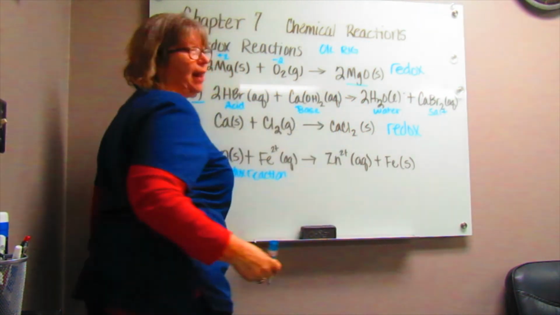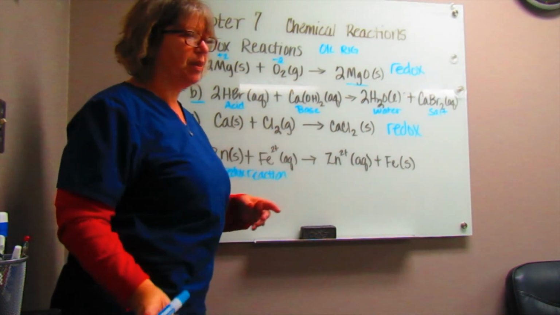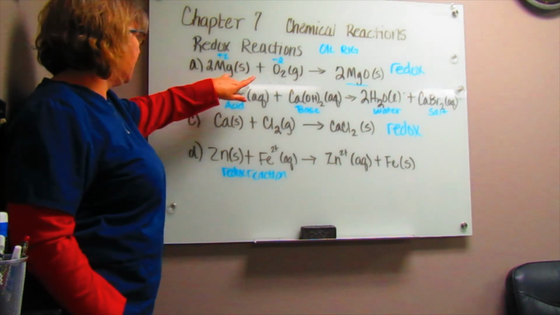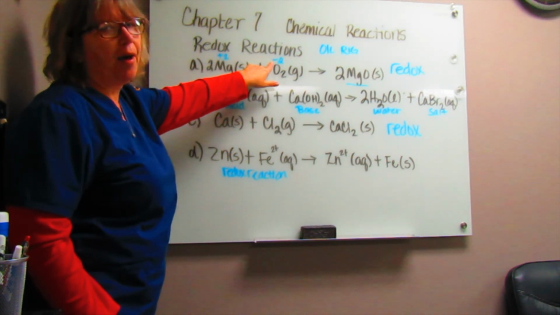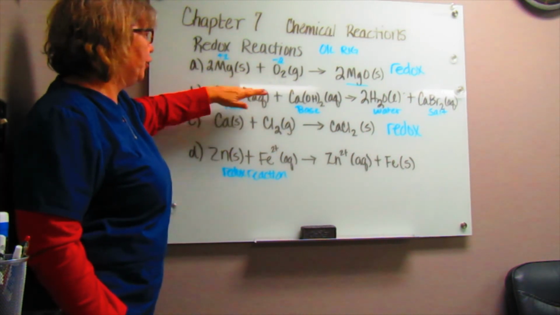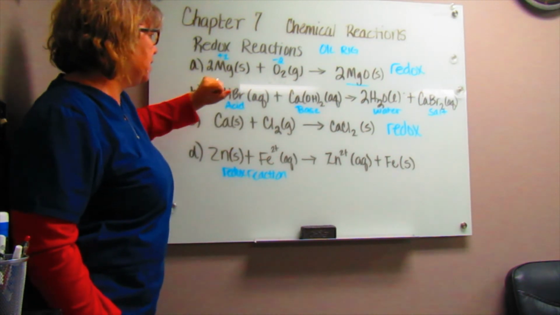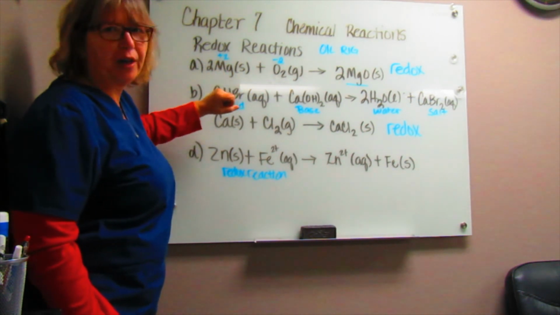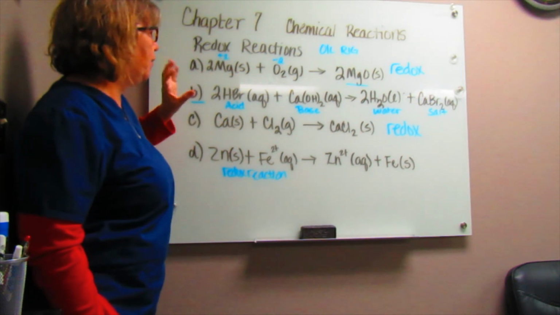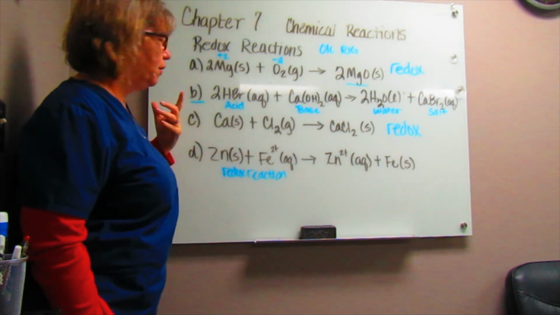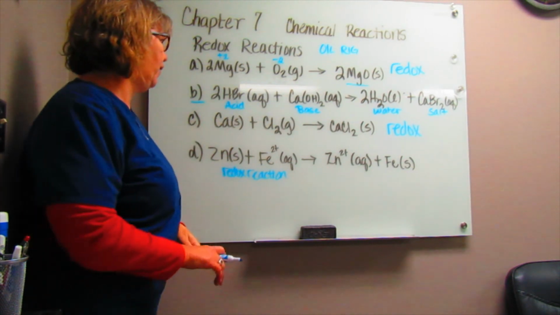You'll talk more about that in lab. You'll get more practice with these in lab. My recommendation would be to write your charges above your elements or your compounds, and that way you can easily identify where the reduction occurs and where the oxidation occurs. The loss of electrons and the gain of electrons.